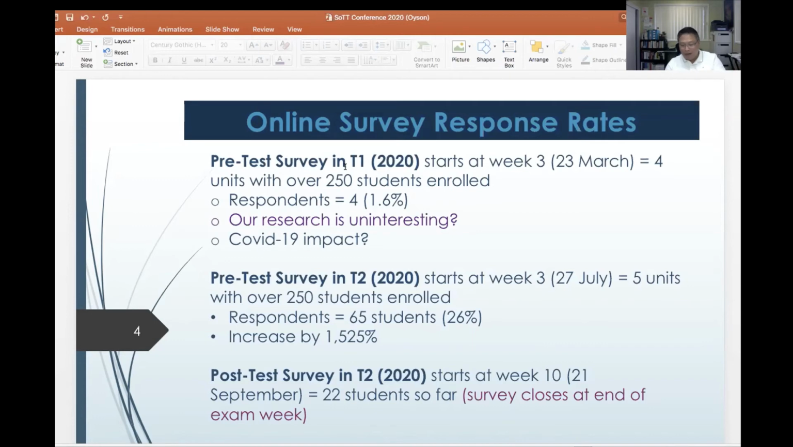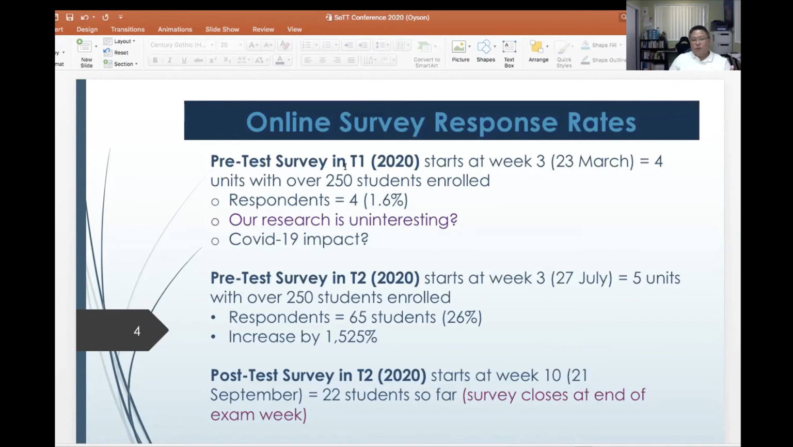That was very unfortunate for us, and it was very discouraging to get only 4 students out of 250 in the cohort responding to the survey. It made us think: is our research uninteresting? Don't students want to know more about positivity? There were some suggestions that it was probably because of COVID-19, where people were so busy and worried a lot that they couldn't even think about how to deal with their worry, just because they were worrying too much. But that was the problem we had.